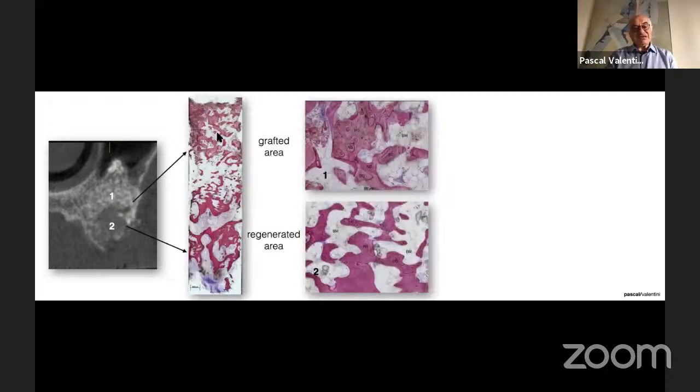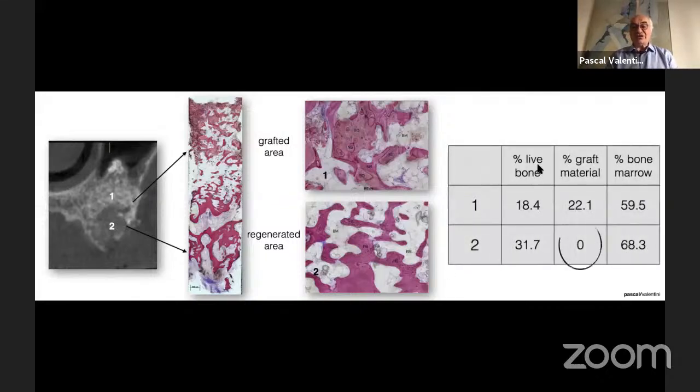If we look at the biopsy, this is the grafted area and this is the healed area. And if you look on a closer view, you can see that in the grafted area, we still have some biomaterial remnants, but no biomaterial remnant in the regenerated area. This is confirmed with the histomorphometry, where you can see that we have no grafted material in the regenerated area. So that means that there is no need to regraft this area after the implant removal.